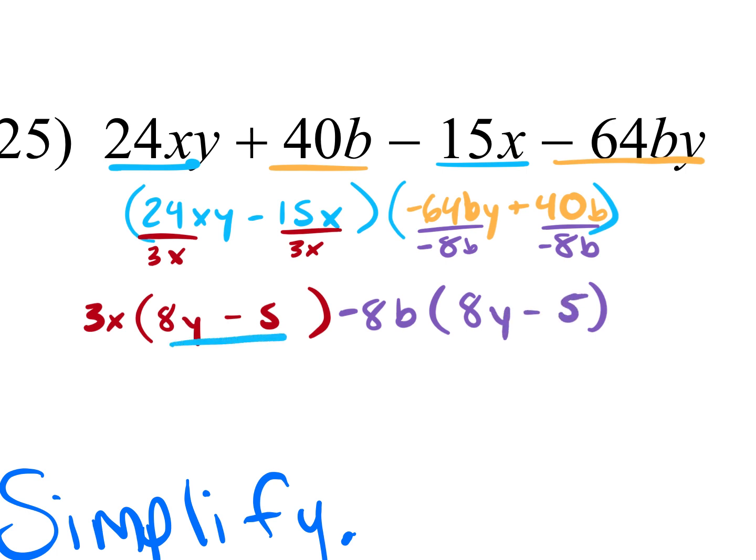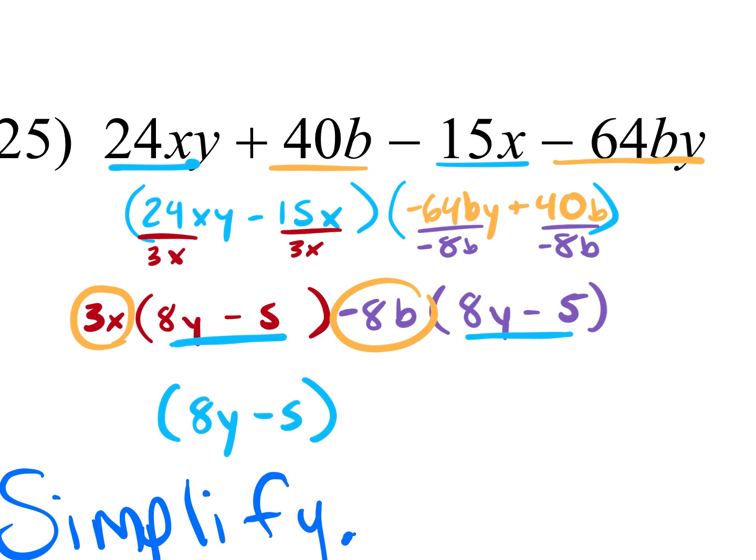Are my inside parentheses exactly the same? So we're going to put those together. So 8y minus 5. And then the 2 outside parts go together. 3x minus 8b.